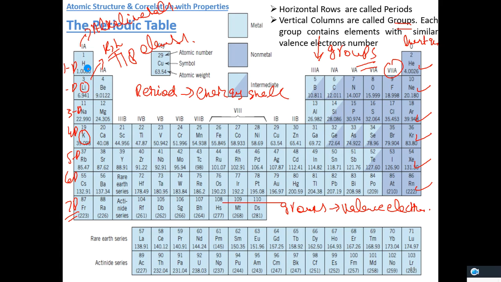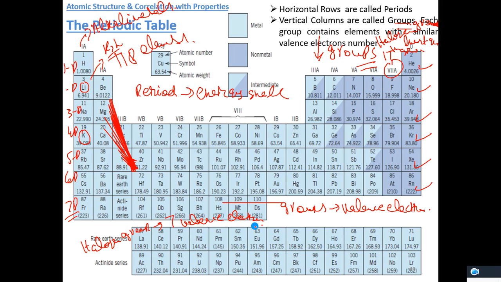Okay. Your 17th group is the halogen group. This is your 17th group. This is basically your halogen group. And in the case of the halogen group, you will have 7 valence electrons. I am writing here: the halogen group will have 7 valence electrons.